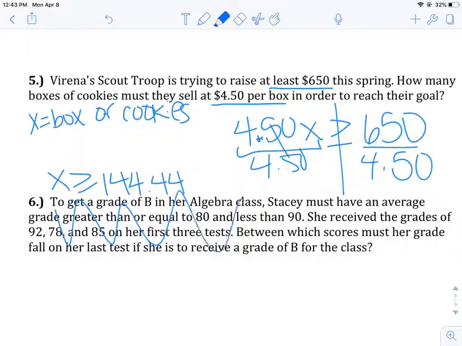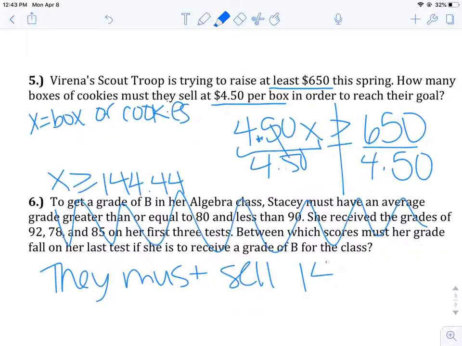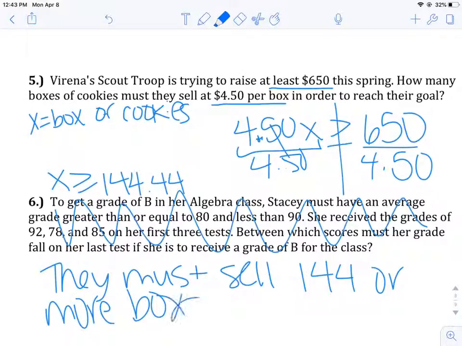So I'm going to ignore this right here because I, again, wrote way too big. So how many boxes must they sell to reach their goal? They must sell 144 or more boxes.